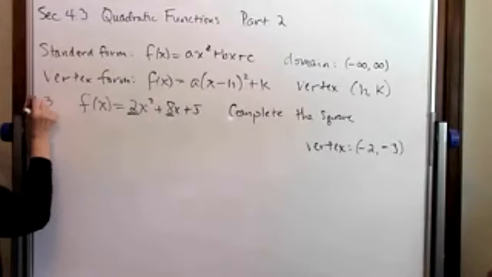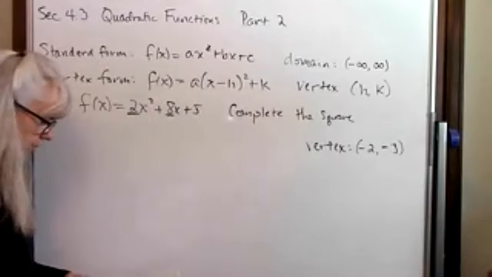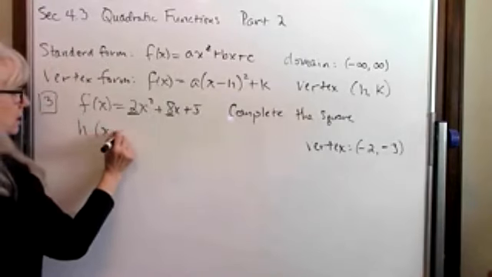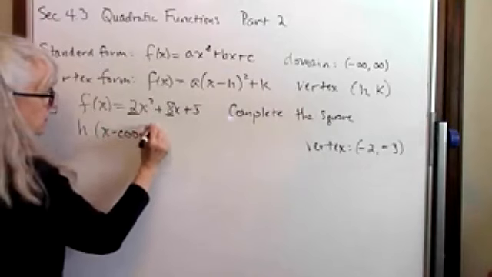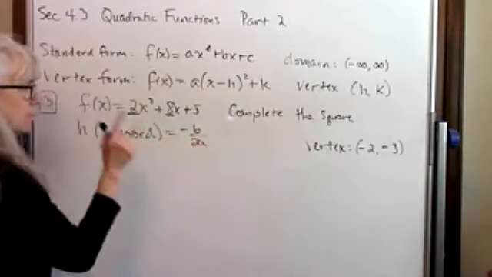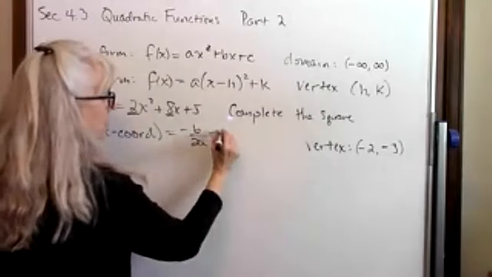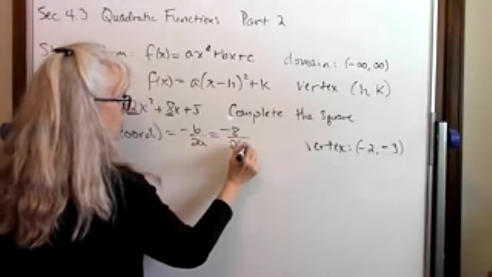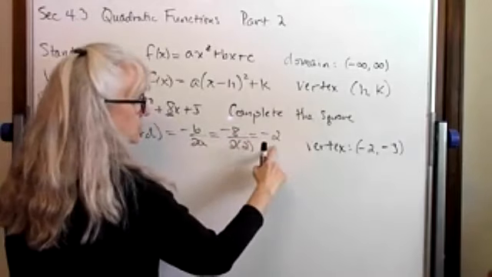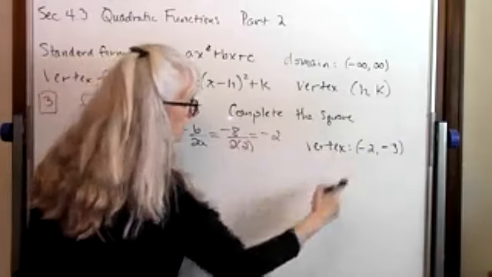So what we're going to do is use a formula. The formula basically says that h, which is the x coordinate of the vertex, is basically -b over 2a. So for this particular example, that would be -8 over 2 times 2. Well, that's -8 divided by 4, which sure enough is -2. So notice I'm getting the same number I got over there.